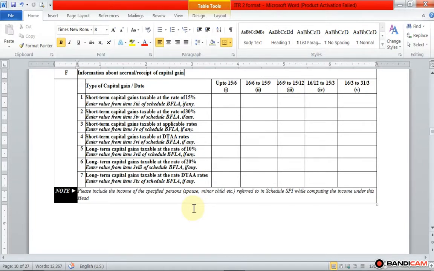Short term capital gain taxable at the rate 15%. Enter value from item number 3 sub 33 of schedule BFLA if any. So here tax rate is given for short term capital gain, amounted to rupees, or in percentage is given, that is 15%. Short term capital gain taxable at the rate 30% in second point. Okay, so here rate of income tax is given. Then here note is very important note, please include the income of the specified person. If it is applicable to SEC, then we fill the information here.